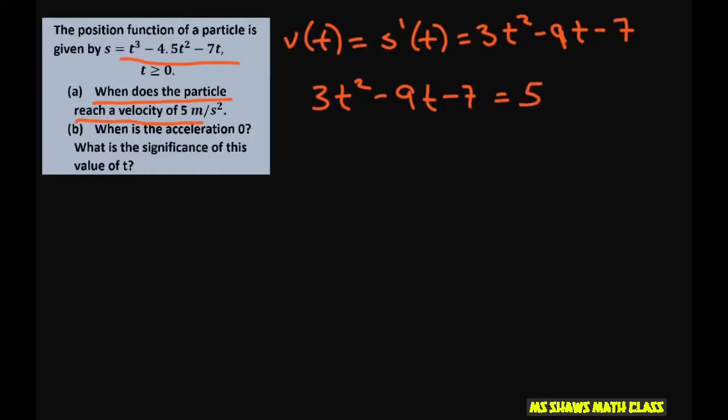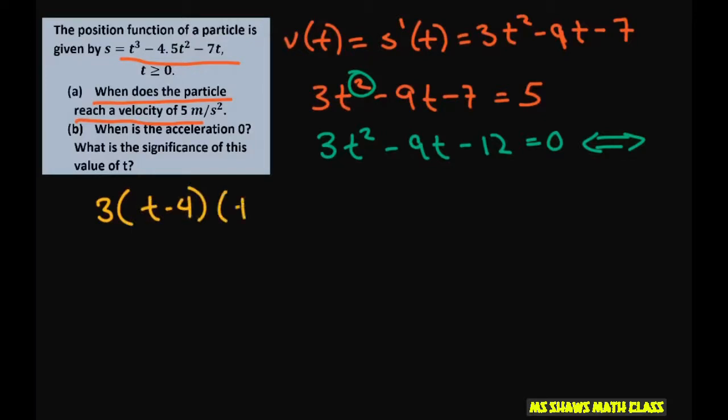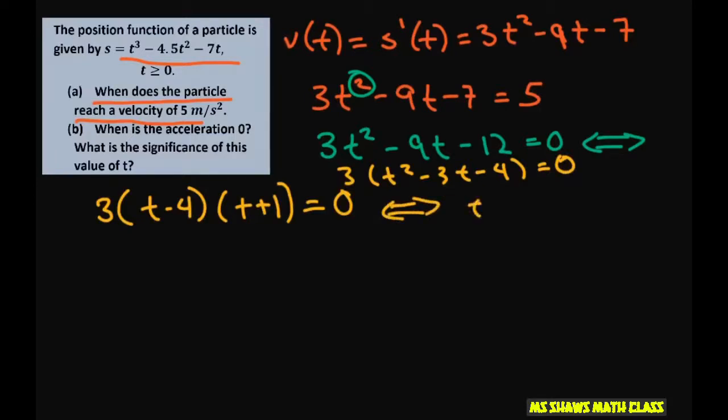And set it to 0 because it's quadratic. So subtract 5, we get 3t squared minus 9t minus 12 equals 0. Now we can write this and factor it. We're going to get 3 times (t minus 4) times (t plus 1) equals 0. Just factor out a 3 there. So basically we have t equals 4 or t equals negative 1. However, it said that t has to be positive, so we're going to disregard t equals negative 1.